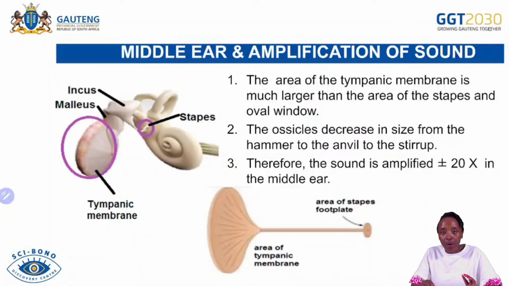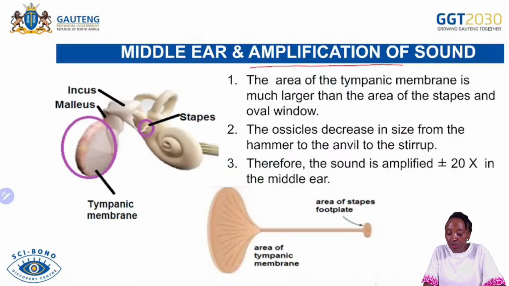So here I just want to explain one thing about the middle ear and how it amplifies the sound, because the teachers have explained this to you. Remember, there's a tympanic membrane that separates the outer from the middle ear, and then there's another small window that separates the inner ear from the middle ear. So we have the larger tympanic membrane and the smaller oval window. This side we have the tympanic membrane, and this side we have the oval window, which is small.